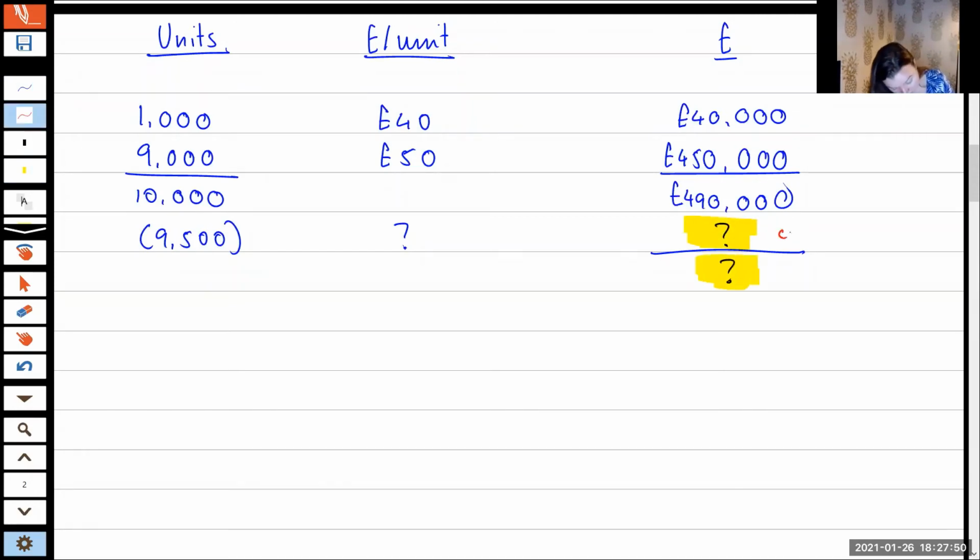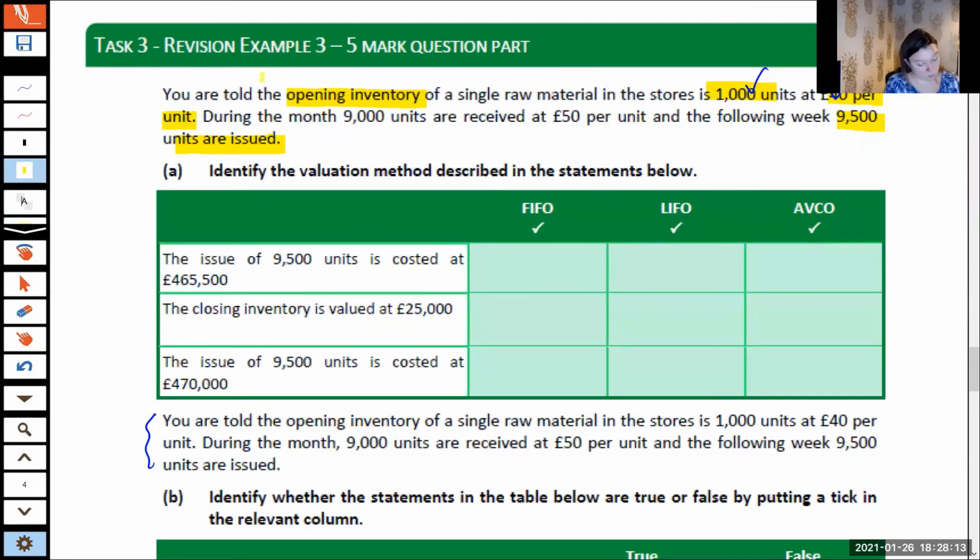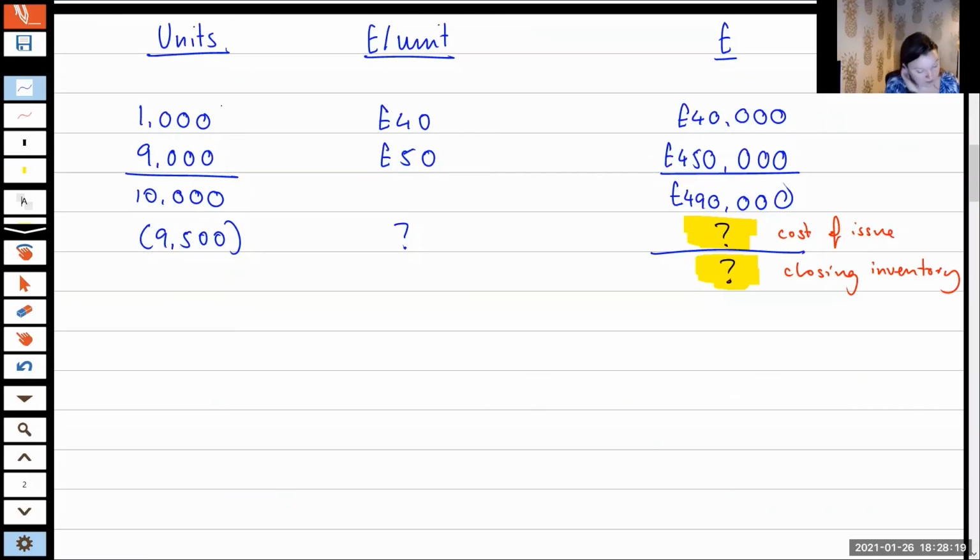Here we have the cost of issue that we need to calculate. And here we have the closing inventory, which we need to calculate. Cool. So let's look at the information in the question. We've now dealt with everything from the initial info, so we're now going to go through and do our FIFO, LIFO and AVCO calculations. So again, I want to work out what is the cost of issue, what is the value of closing inventory from the information we have.